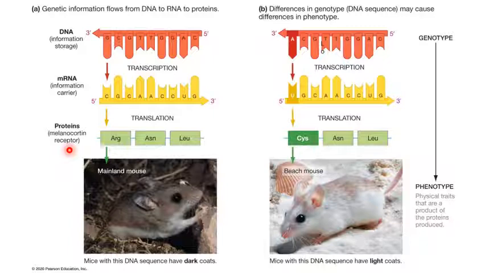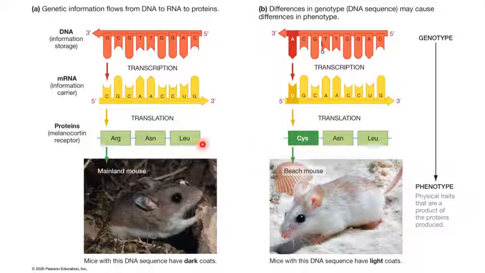So both of these mice have melanocortin hormone, and both of them have the melanocortin receptor. Both of them have the ability to make melanin and put it into their fur, but their melanocortin receptors are not the same. The wood mouse has one version of the receptor, and the beach mouse has a different version of that receptor.